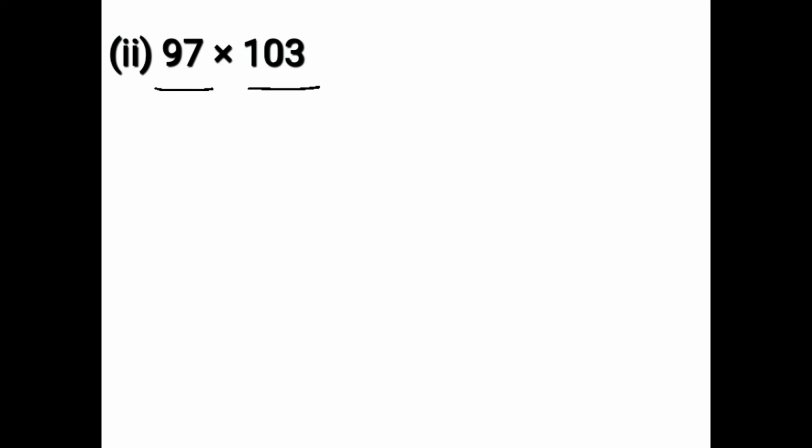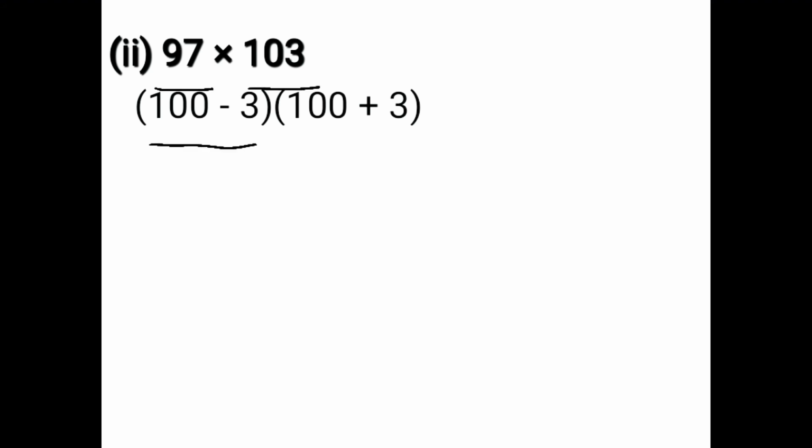So after 97, the unit place to get is coming 100. 98, 99, 100. How much difference is there from 100? 3 difference to get the number 97. So 100 minus 3. Then the second one is 100 plus 3. The first one is the subtraction expansion form, and the next is the addition expansion form. Okay.